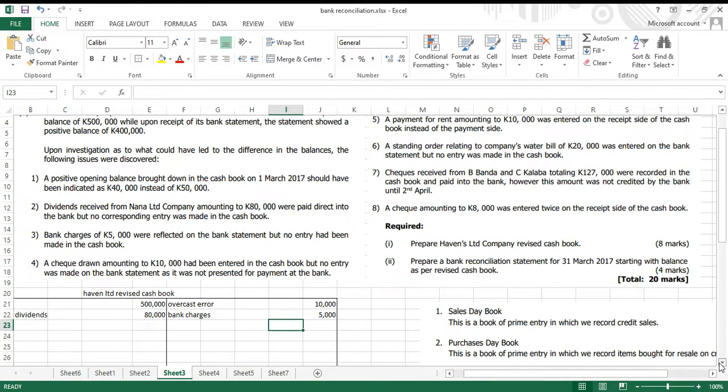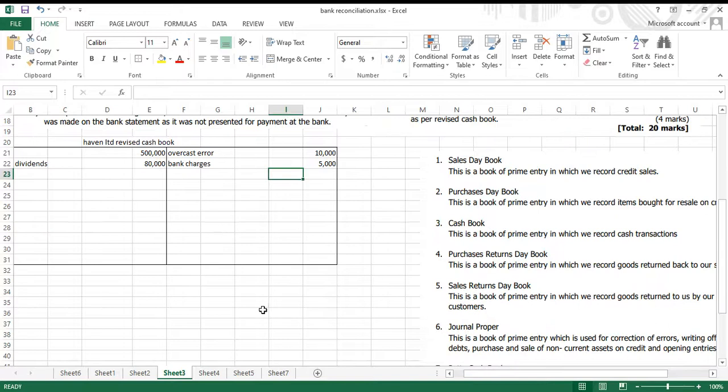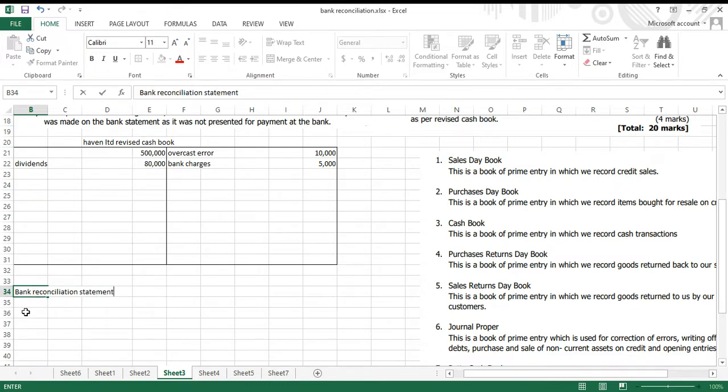So on our bank reconciliation statement, we're going to say unpresented check. Right. So now this was a payment, and it was appearing on our credit side.